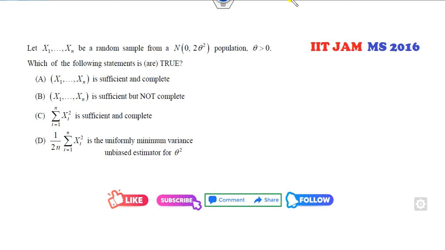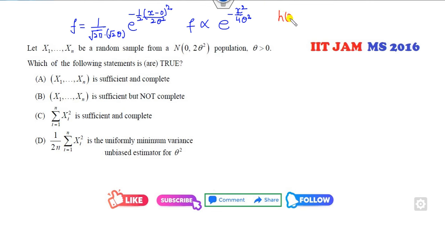Okay, look at this another one. Xi follows a normal distribution. Firstly, you can write the PDF as 1 over 2 pi into sigma, times exponential of minus half (x minus 0) square over variance. Fine. I need only the exponential part, so it's 1 over 4 theta square into x square. Now can you find the value of the h(x)?